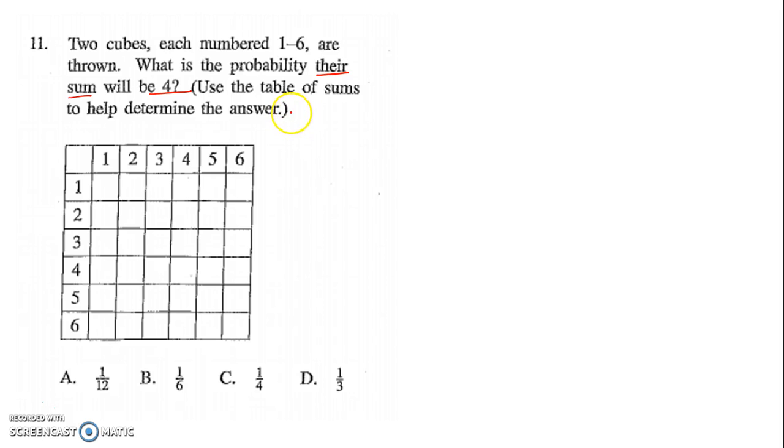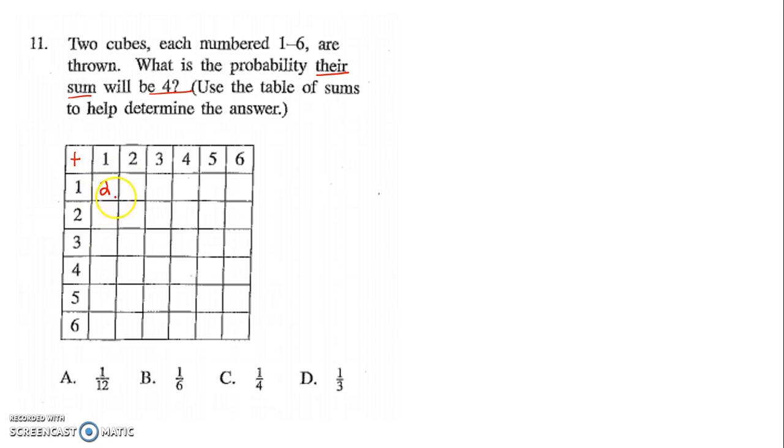So first we have to actually create the table of sums. Sum means to add, so we're going to have to get all our outcomes when we add up. Let's say on the first die you roll a 1, and on the next one you roll a 1. 1 plus 1 is 2.